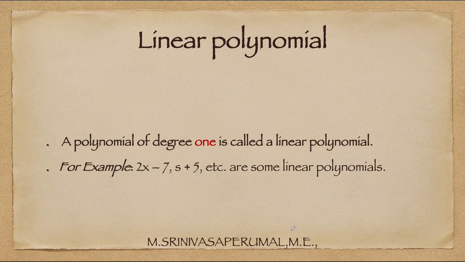The first one, the linear polynomial. A polynomial having a degree of 1 is called a linear polynomial. For example, 2x minus 7. The maximum power is 1, so this is called a linear polynomial. The next example, s plus 5. Here s is a variable and the power of s is only 1, so it is also a linear polynomial.